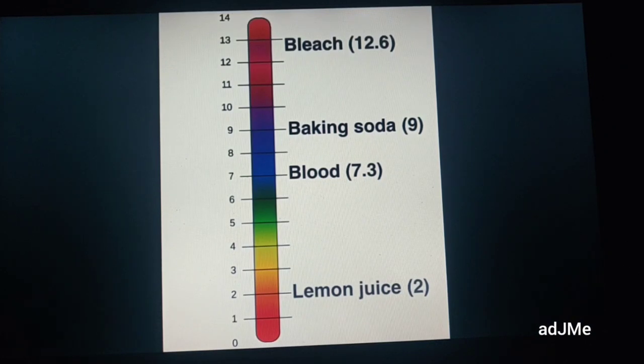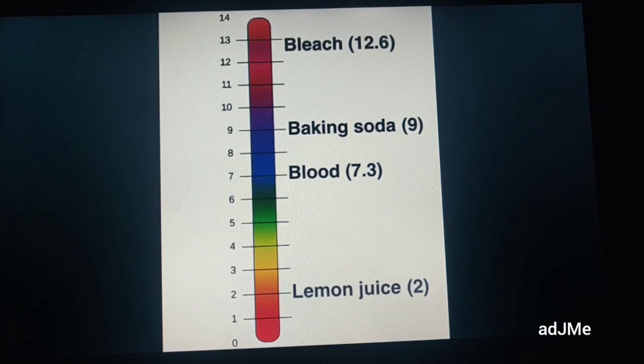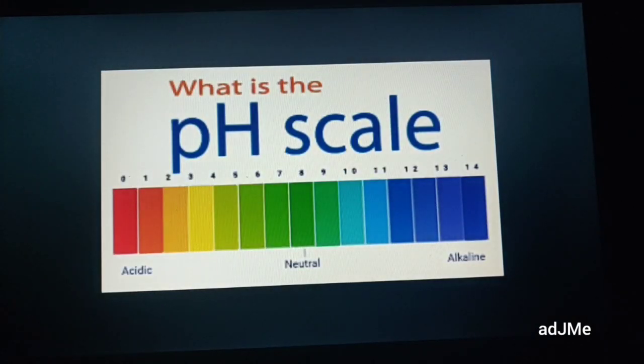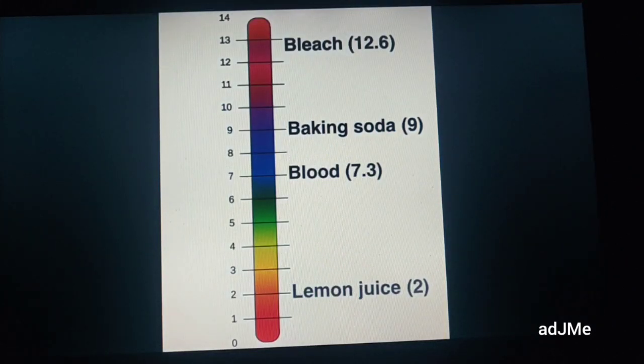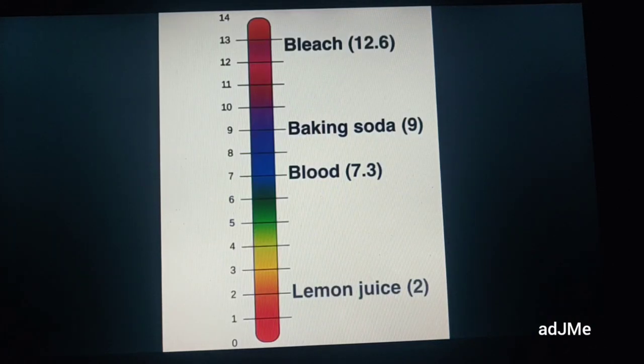I have here examples based on pH. From below, I have lemon juice, whose pH is about 2, which means it is acidic. Then in the middle I have blood, whose pH is 7.3, which means it is neutral. Third, I have baking soda, pH 9, so slightly basic, and bleach, that is bleaching powder, whose pH is 12.6. So lemon juice is an example of acid, blood an example of neutral, and baking soda an example of alkaline or basic.